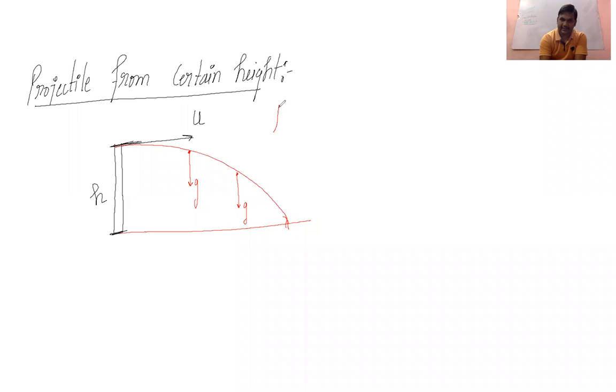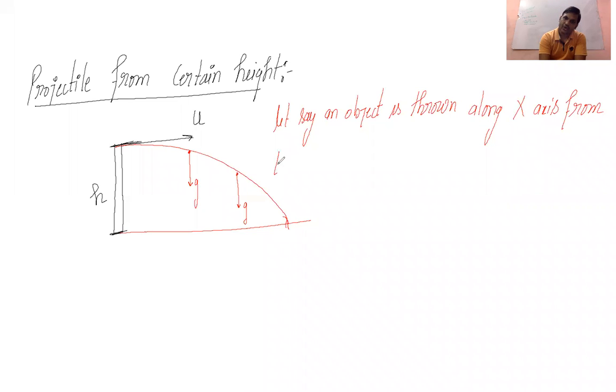So we can write here, let's say, an object is thrown along the x-axis from a tower of height h with initial velocity u.